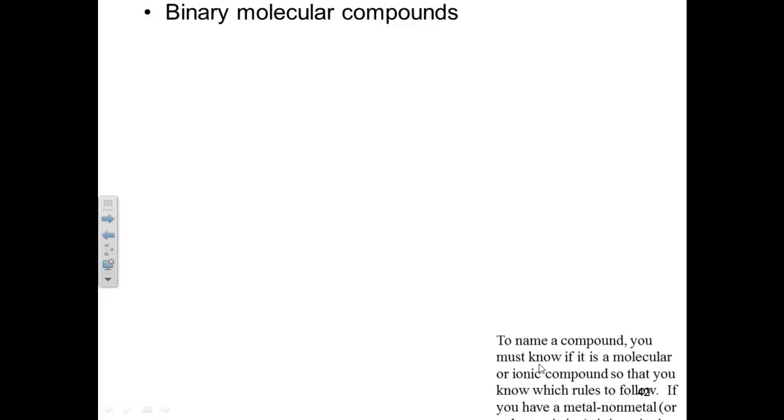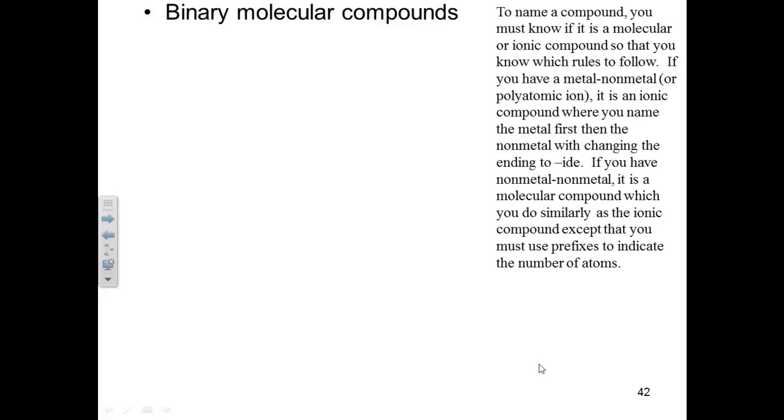Let's try naming some. To name a compound, you must know if it is molecular or ionic, so that you know which rules to follow. If you have a metal and a non-metal, it is an ionic compound, where you name the metal first and then the non-metal, changing the ending to -ide. If you have only non-metals, it is a molecular compound, which you do similarly to an ionic compound, except that you must use the prefixes to indicate the number of atoms. One thing to keep in mind as you're naming things, you need to figure out what type of bonding is there.